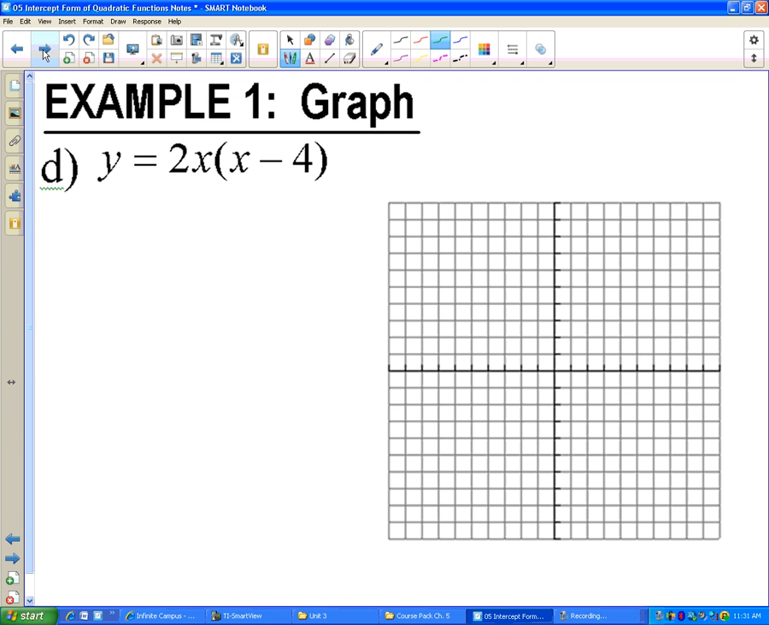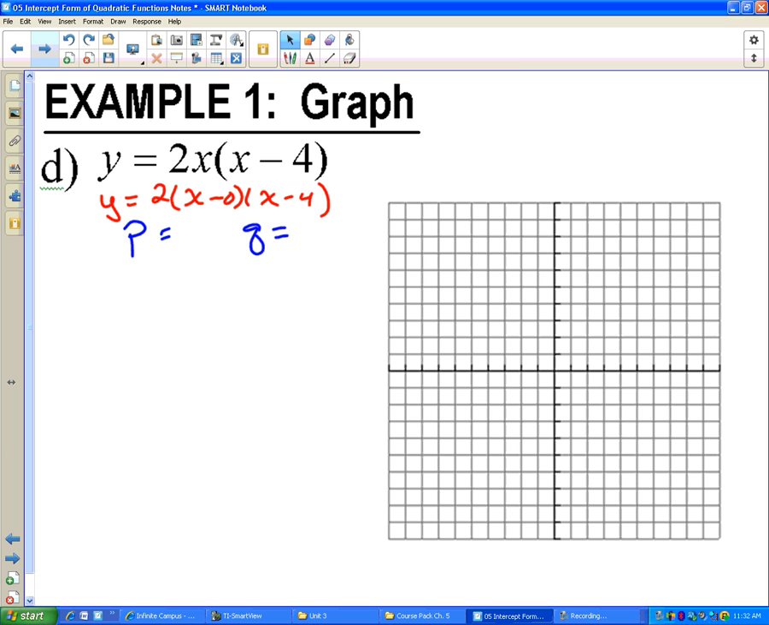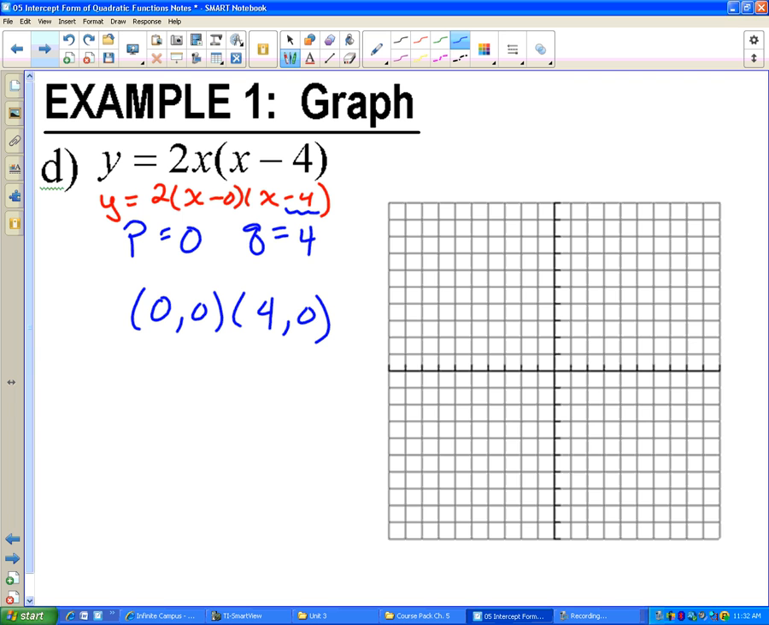Let's try another. Letter D. Now you're going to look at this and you go, wait, I need to find p and q. But wait, I don't get this. There's nothing that's added in here. Well, remember, I could always rewrite this as x minus 0 times x minus 4. So if there is no p or no q, I can always assume it to be 0. And the opposite of this is 4. So I end up with the point 0, 0 and the point 4, 0. Those are my two intercepts, 0, 0 and 4, 0.